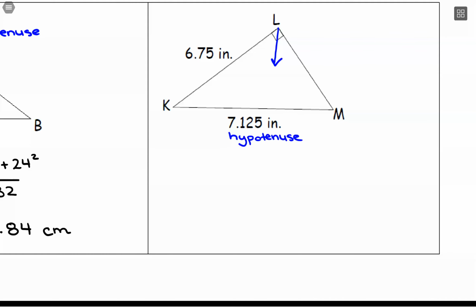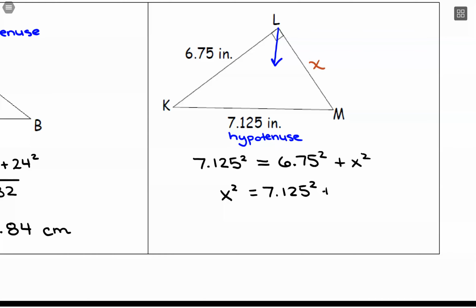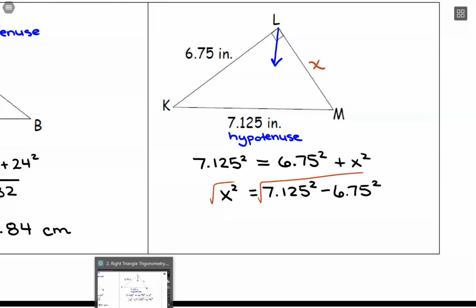So our unknown is actually a leg in this case. So what we're going to do is take our hypotenuse squared, and that's going to be equal to 6.75 squared plus x squared. So I'm not going to simplify quite yet. What I'm going to do is subtract 6.75 squared from both sides. So that would give me x squared is equal to 7.125 squared minus 6.75 squared. And then what we're going to end up doing is taking the square root of both sides. So with that, I'm going to go to the calculator.